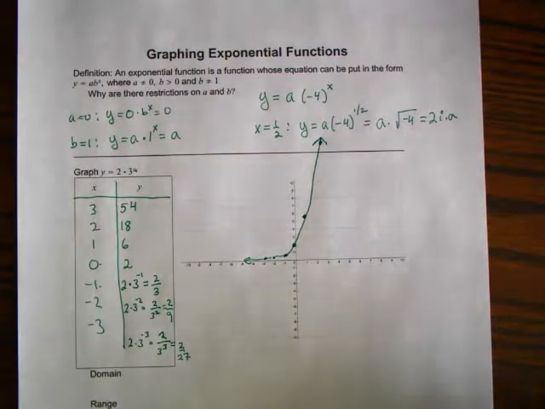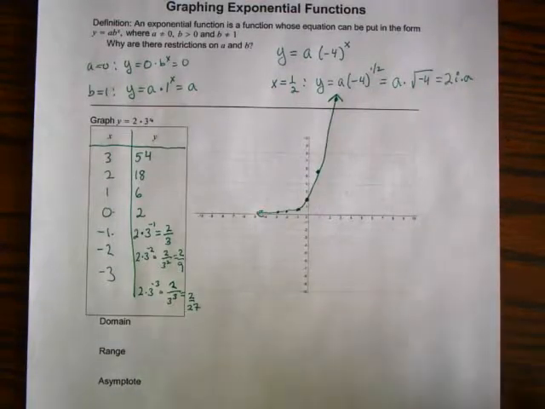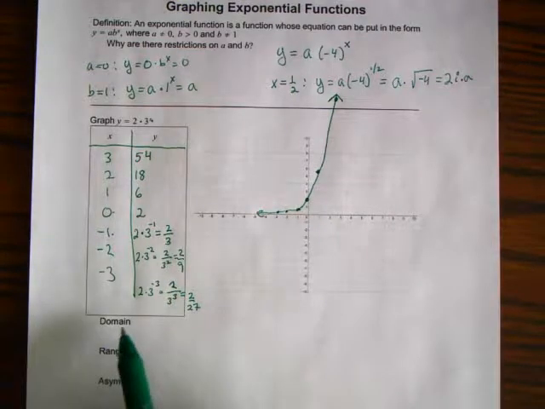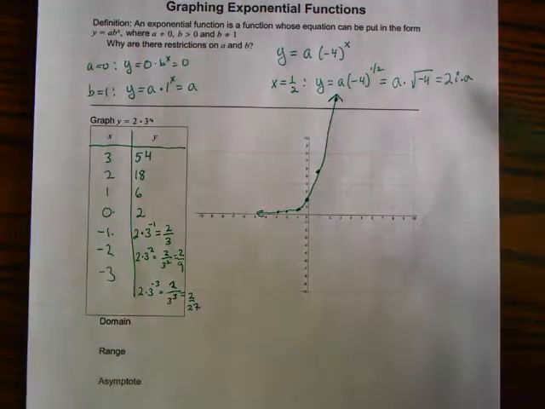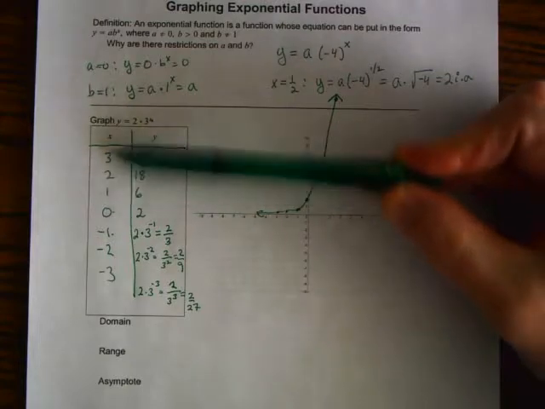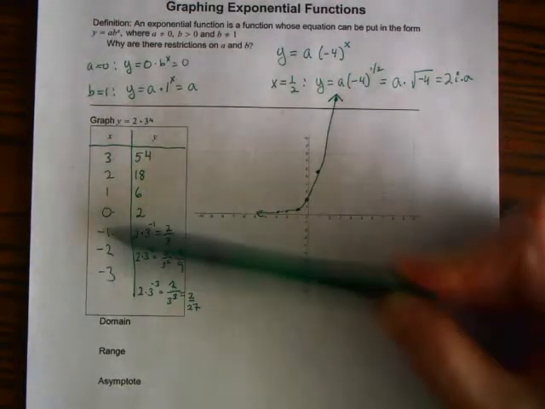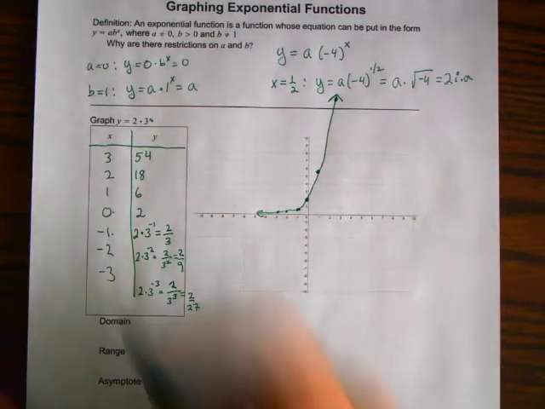All right, a few words we haven't used in a while. Domain. Domain means the x numbers. What kind of numbers could I plug in? Well, notice I had no issue plugging in positive numbers. I was able to plug in 0. I was able to plug in negative numbers. It looks like I can plug in all real numbers.